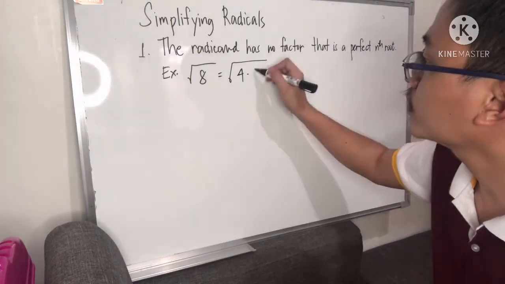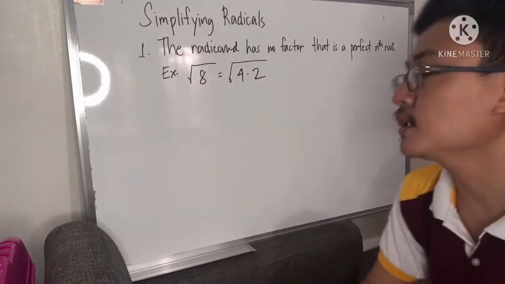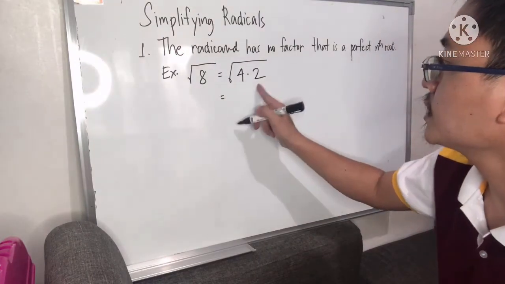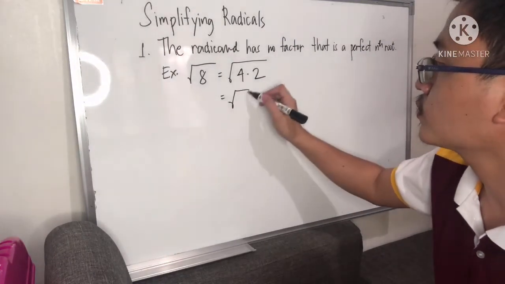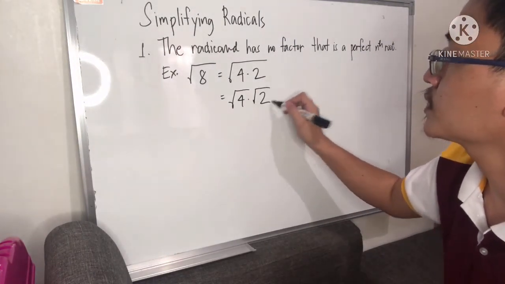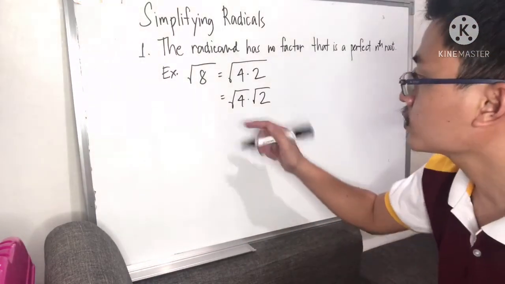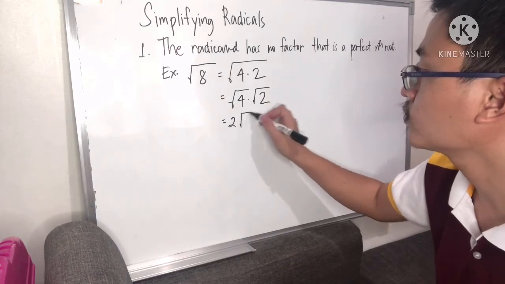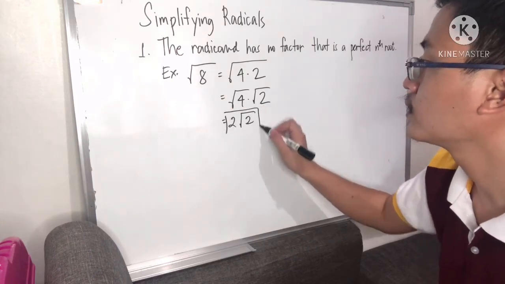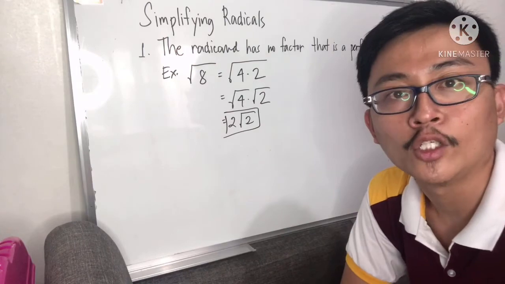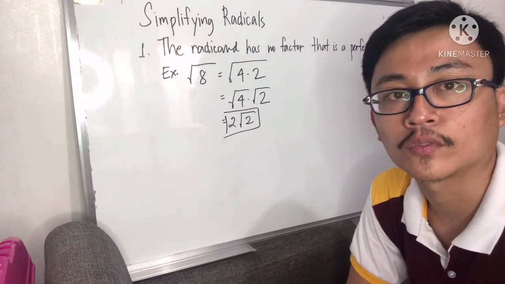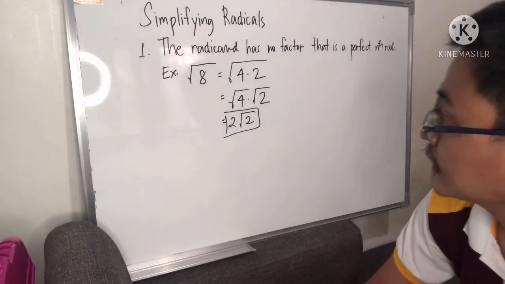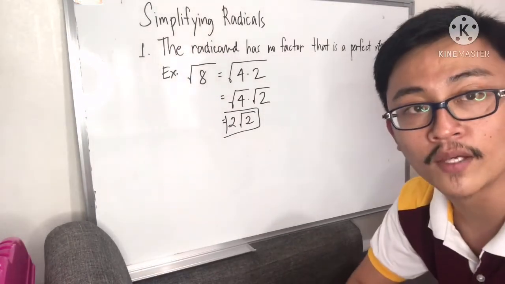We have 4 times 2, 4 being a perfect square number. So, separate lang natin yan. So, you have square root of 4 times square root of 2. So, square root of 4, that is 2. Then, iwan yung square root of 2 sa loob. So, the final answer is 2 square root of 2. So, that is how we get the factors if the radicand is actually not a perfect number.